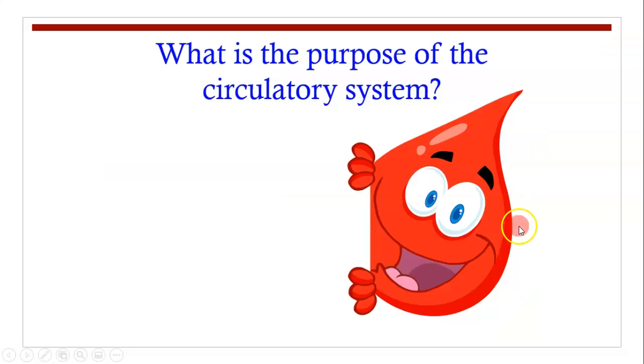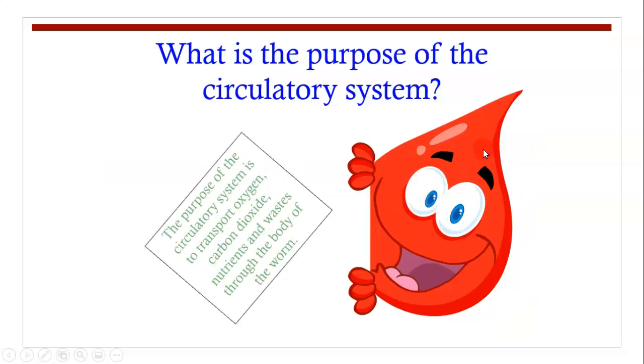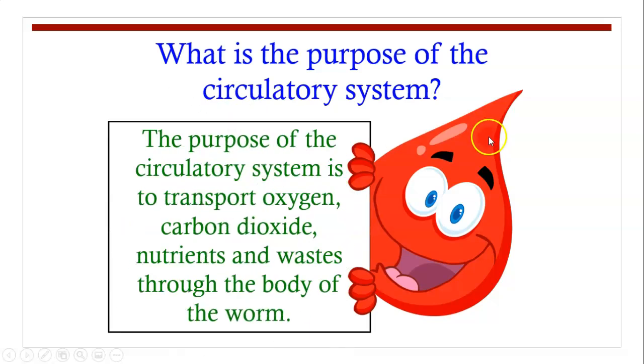So just a reminder, the purpose of a circulatory system is to move oxygen and carbon dioxide and nutrients and waste through the body of any animal, in this case the worm.